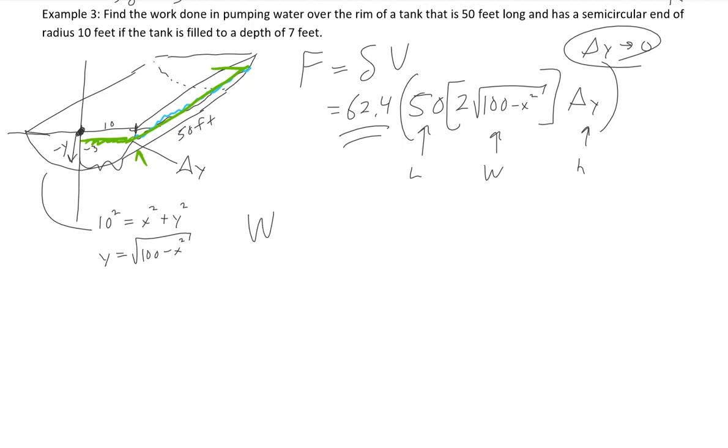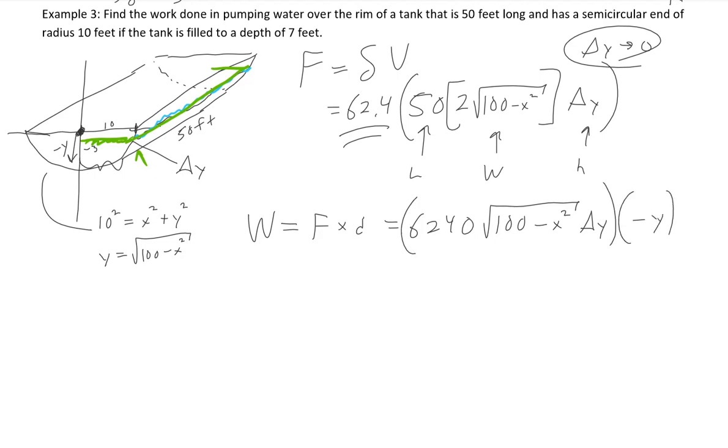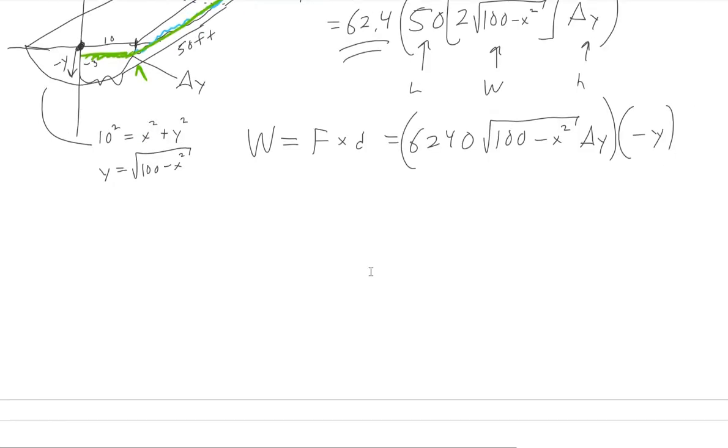So when we set up the work as the force times the distance, that means we have 62.4 times 50 times 2, which is 100. So that's 6240 times the square root of 100 minus x squared delta y. That would be the force. And then the distance would be negative y. That's how far we're traveling. All right, so let's work with that. Now we may need to adjust some of these numbers depending on what happens with our integral, but we'll see.